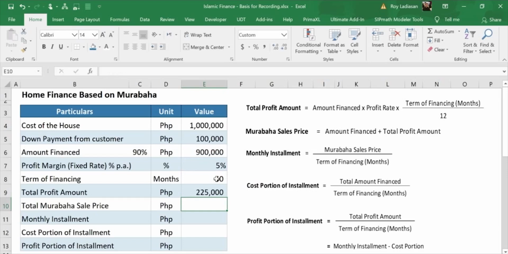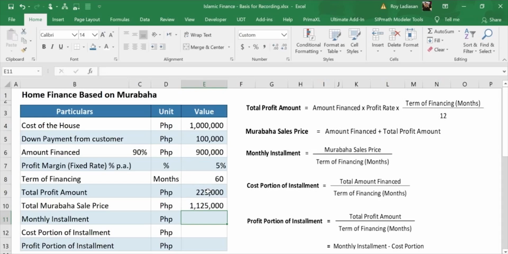Since we already determined the total profit amount, we can then calculate the Murabaha sales price. The Murabaha sales price is just the total amount financed plus the total profit amount. So therefore, the total Murabaha price is 1,125,000.